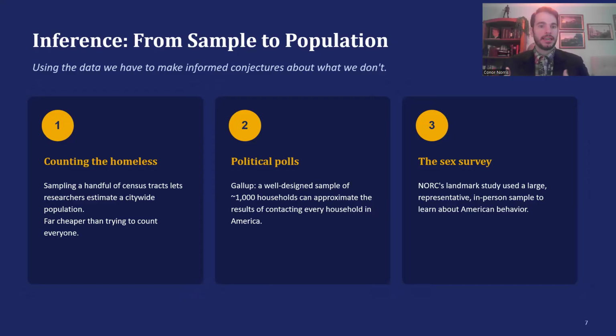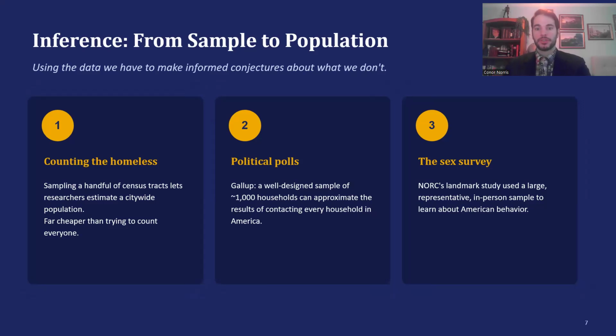So let's say we wanted to count the number of homeless in the US. That could be really, really difficult. But a handful of census tracts, so small areas in the US, lets researchers estimate a citywide population. So you can go to specific areas in town, count how many homeless people are there, and use that to estimate what is there in the whole city. Much cheaper, much easier, much quicker than trying to count everyone.